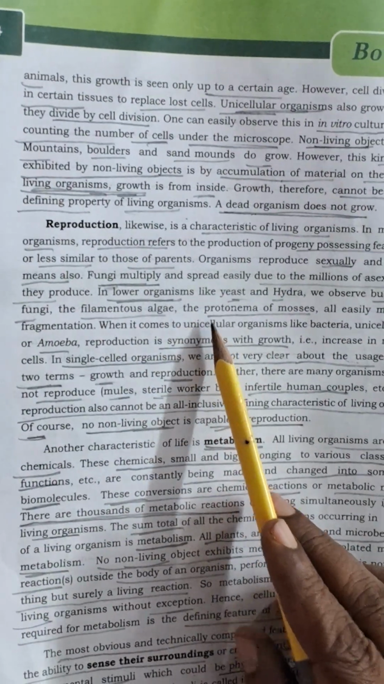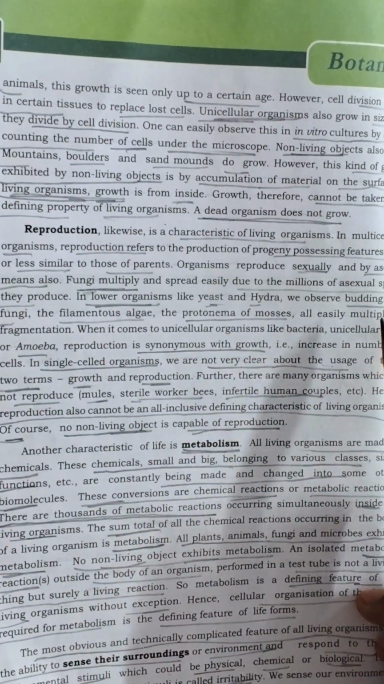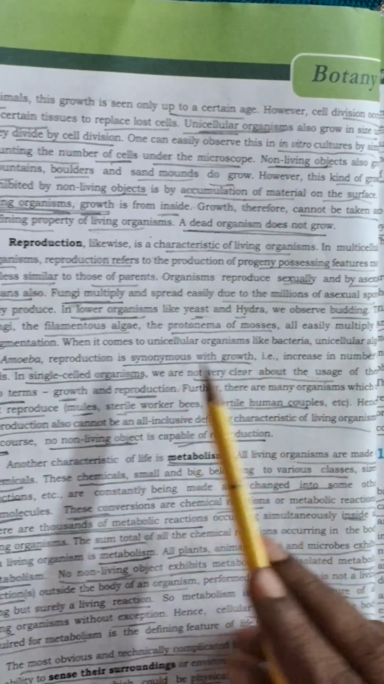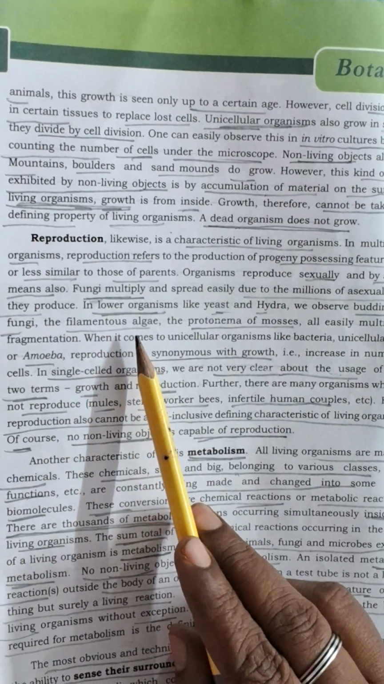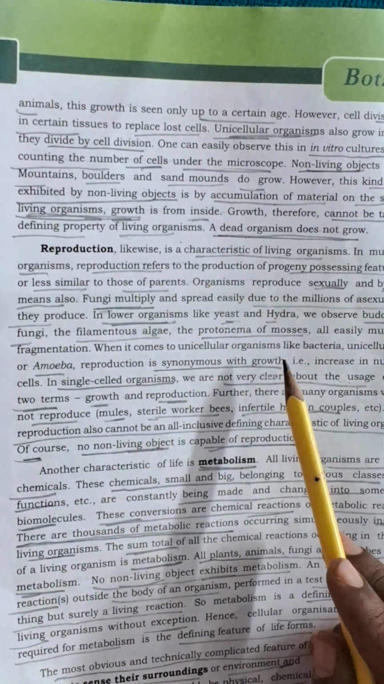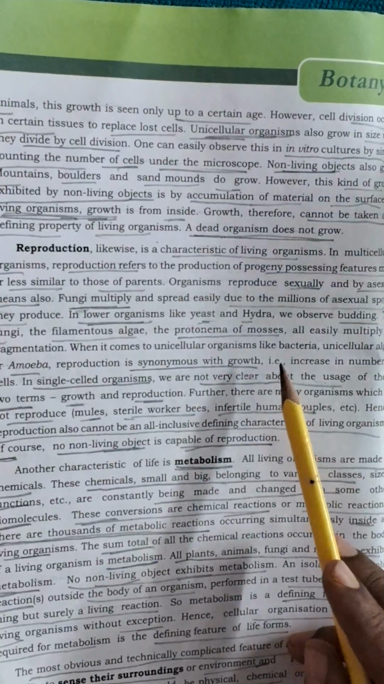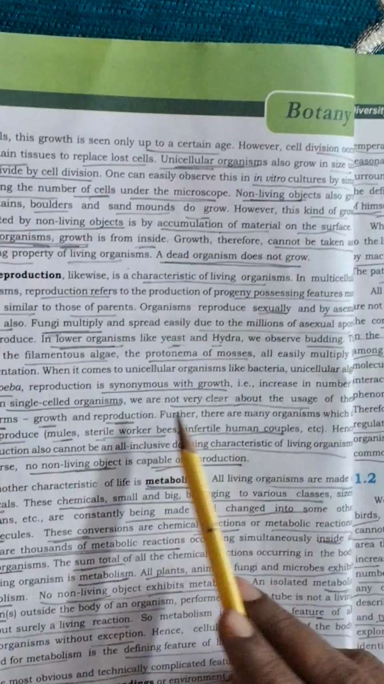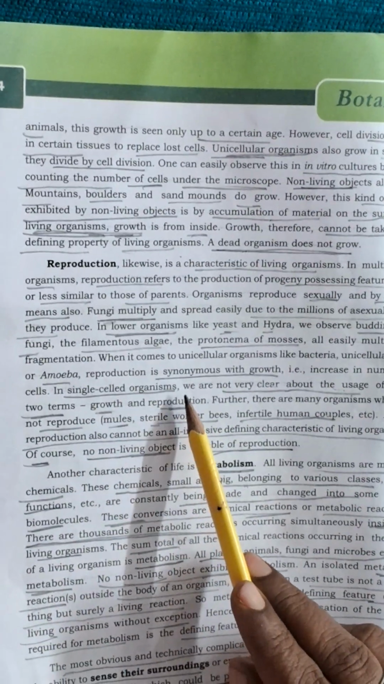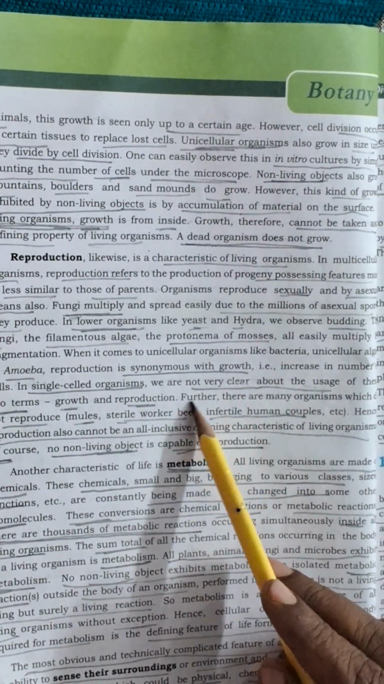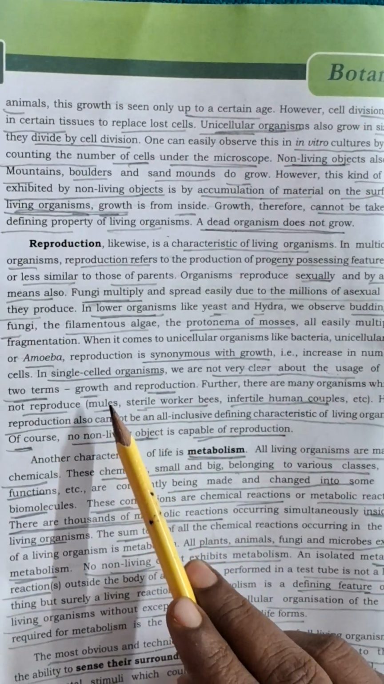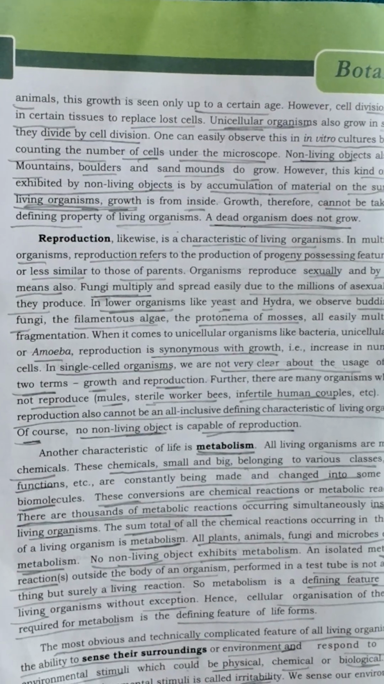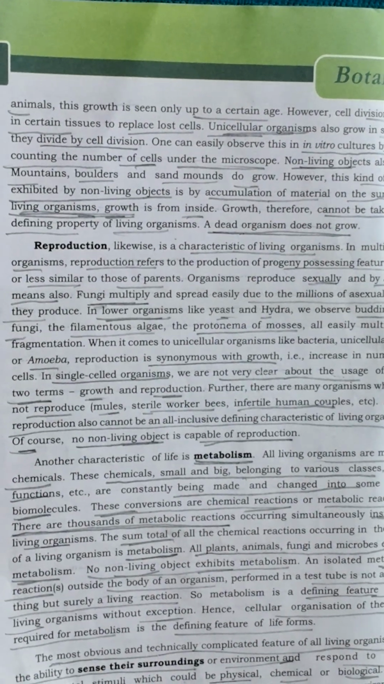In lower organisms like yeast and hydra, they grow by asexual reproduction like budding, and filamentous algae multiply by fragmentation, and mosses also multiply through the process of fragmentation. Unicellular organisms like bacteria, unicellular algae, and amoeba reproduce synonymously with growth, and there will be an increase in the number of cells. We call them single-celled organisms, and we are not very clear about the usage of these two terms, growth and reproduction.